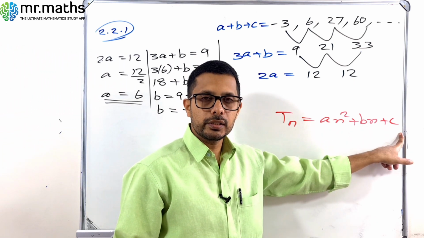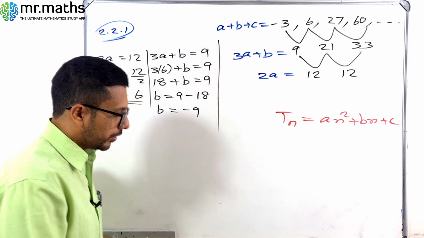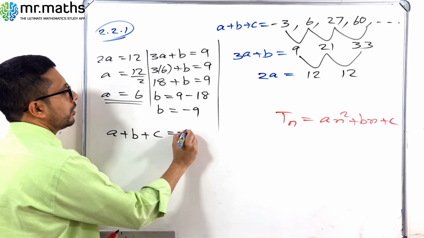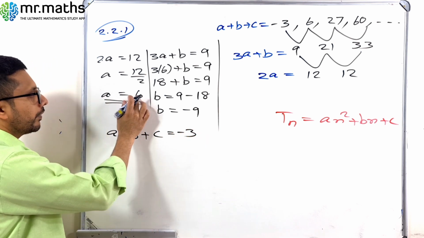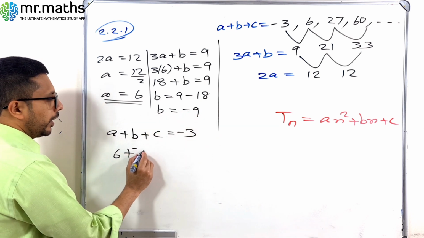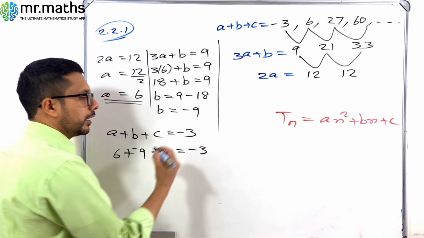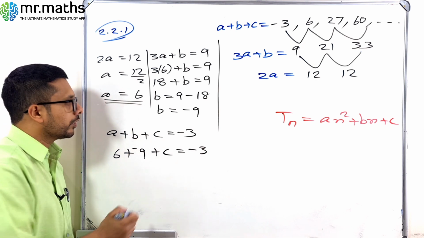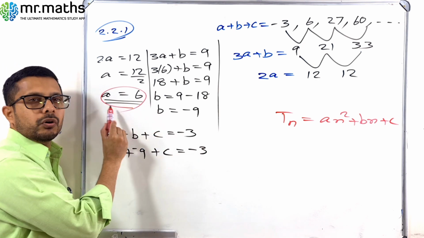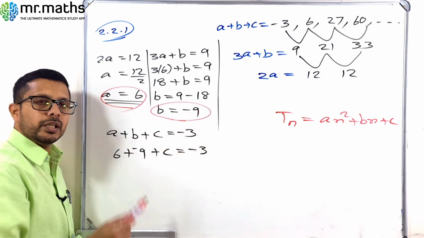Now we have to find c. For that we can take the third equation. What is the third equation? a plus b plus c is equal to minus 3. What is the value of a? 6 plus, what is the value of b? Minus 9 plus c is equal to minus 3. Am I right? I substitute the values of a as 6. This is the value of a we got. This is the value of b we got. So a is 6, b is minus 9.